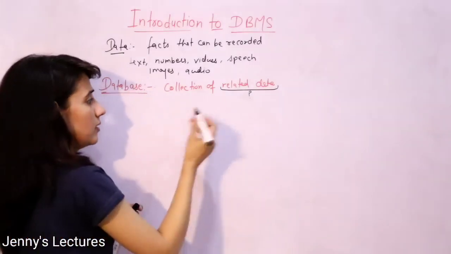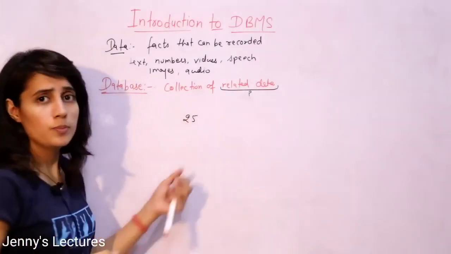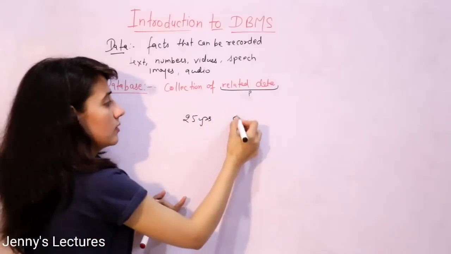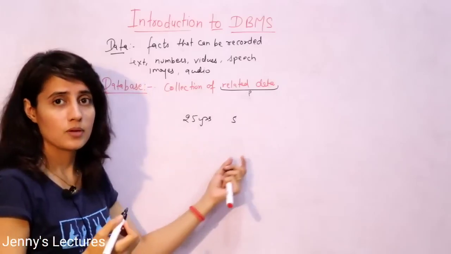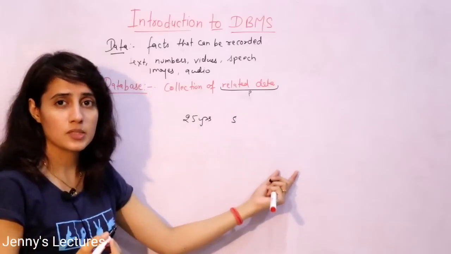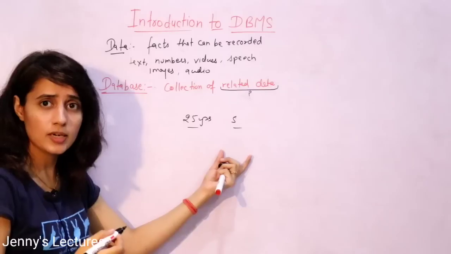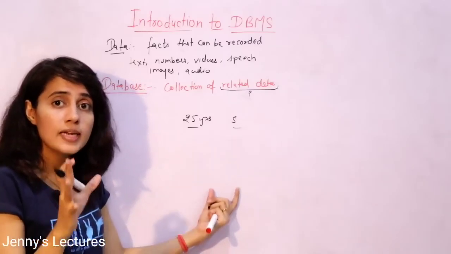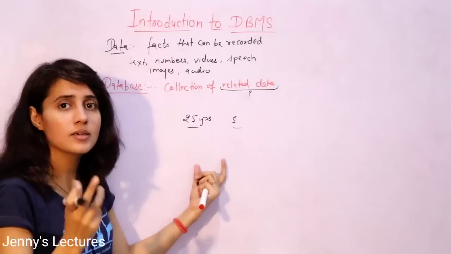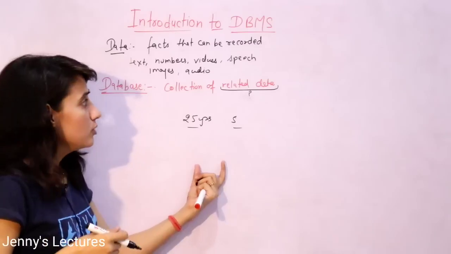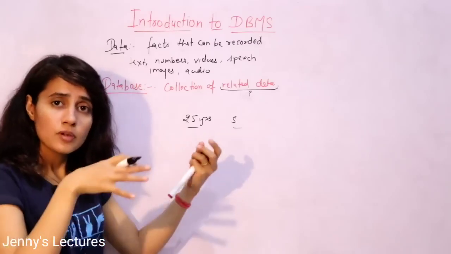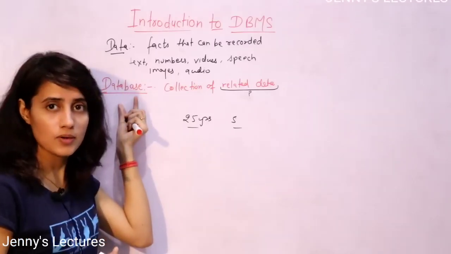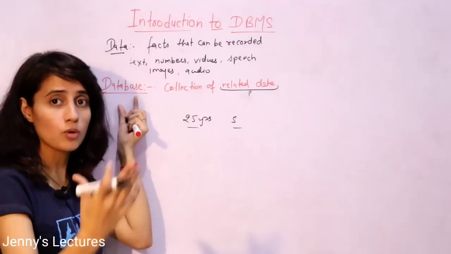Suppose here I am writing data: the age of a person, that is 25 years. Another data I have is the price of a car, suppose 5 lakhs. Next I have a list of software companies. Although the data is present and it is a collection of data, it is not a collection of related data. So we cannot say that it is a database. A database should be a collection of related data, so that we can solve our problems using that database.